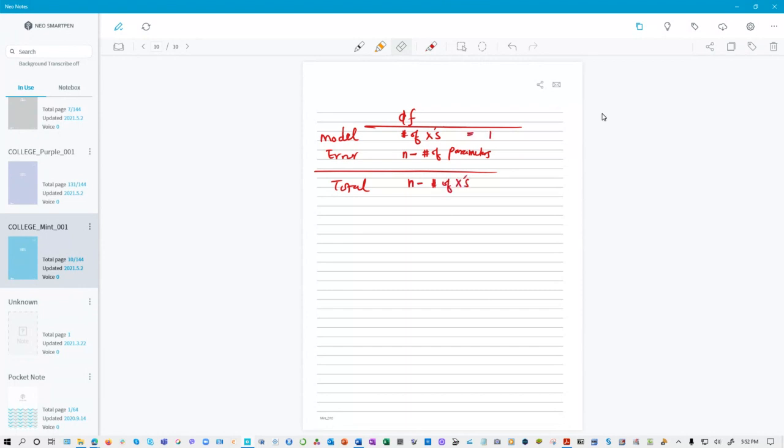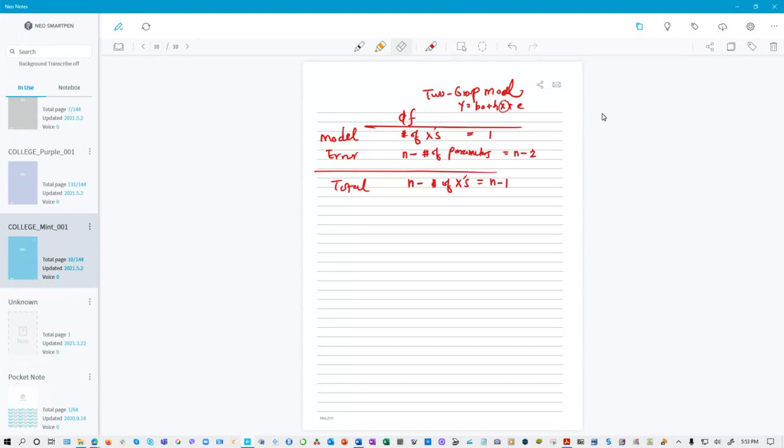So this one is now the two group model, which is y equals b naught plus b1 x plus e. Number of x is 1, n minus number of parameters is 2. So this one, n minus 1.